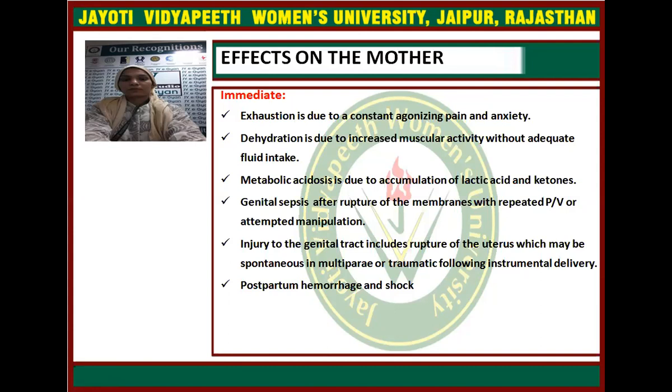Genital sepsis after rupture of membrane with repeated per vaginal examination and attempted manipulations. Injury to genital tract includes uterine rupture, which may be spontaneous in multipara, and traumatic following instrumental deliveries. Postpartum hemorrhage and shock are also common. Sepsis might be there, and the patient may land up in puerperal sepsis.